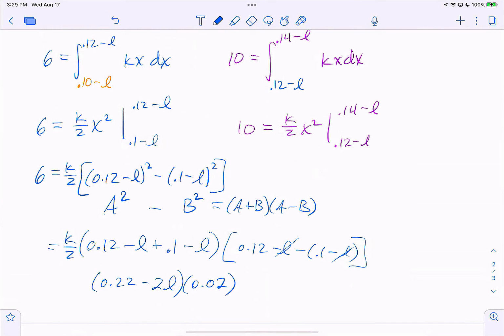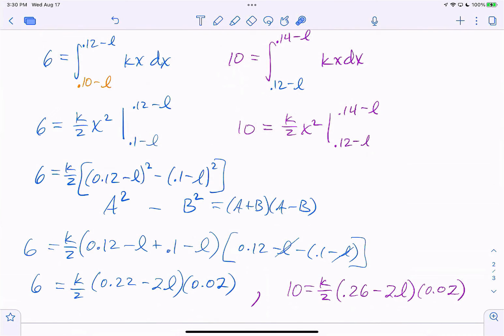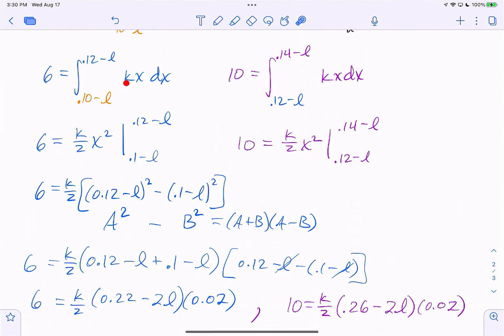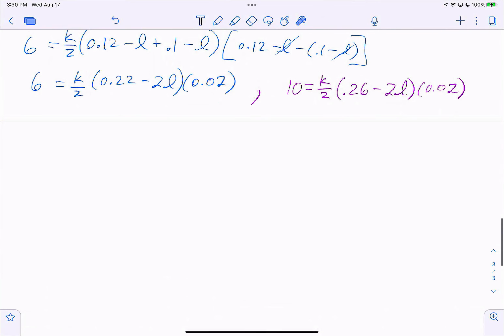So that times k over 2 is equal to 6. And you can verify that for the other integral, we end up with 10 is equal to k over 2 times the quantity 0.26 minus 2L times 0.02. This is our system. Oh, by the way, we had in each of these equations k, x, and L, and that seemed like a whole lot, and it was, but when we integrated with respect to x and then evaluated at the limits, we no longer have an x in the equation. So what we ended up with was two equations that each have two variables. This is a system of equations. We have k and we have L. We're after L.